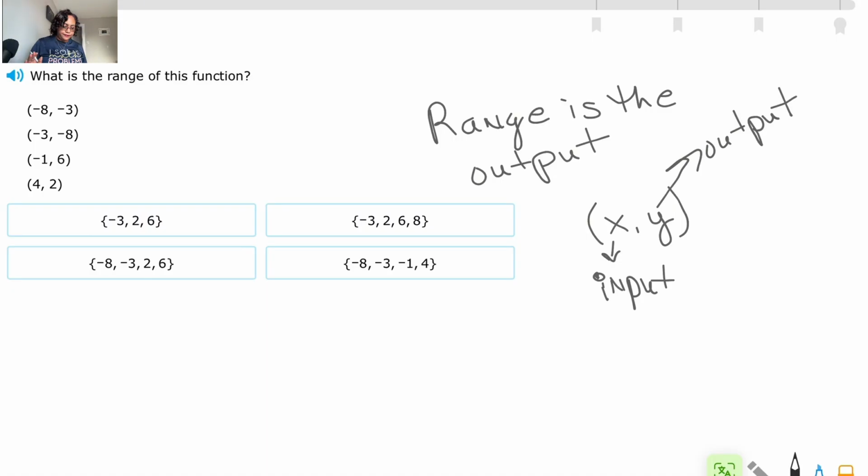Okay. So the output here is -3, -8, 6, and 2. And they put it in order, which I like, but they didn't put it in order in the question. So it'd be -8, -3, 2, and 6. They did not have that in order.